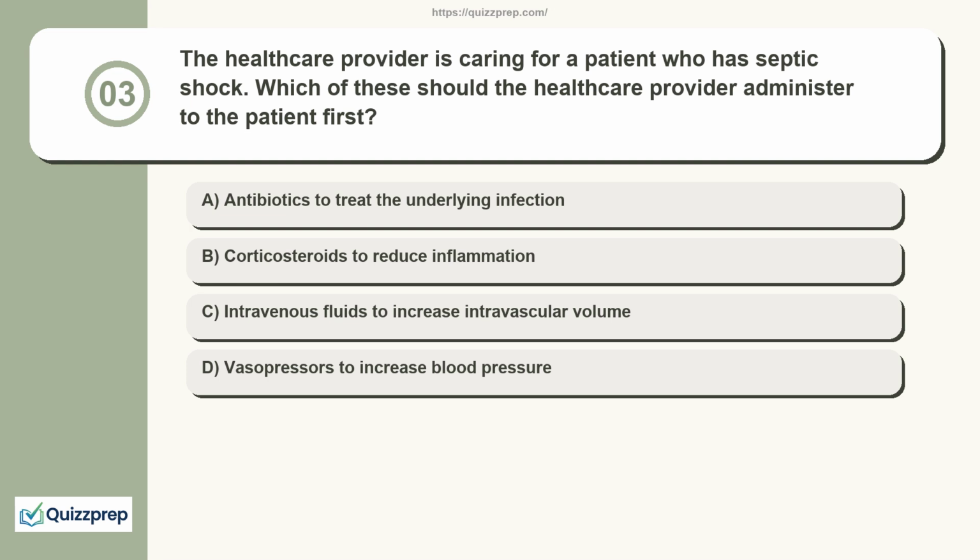Question 3. The healthcare provider is caring for a patient who has septic shock. Which of these should the healthcare provider administer to the patient first? Antibiotics to treat the underlying infection, corticosteroids to reduce inflammation, intravenous fluids to increase intravascular volume, vasopressors to increase blood pressure.